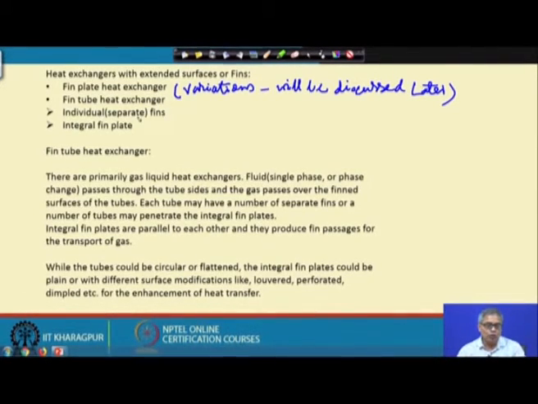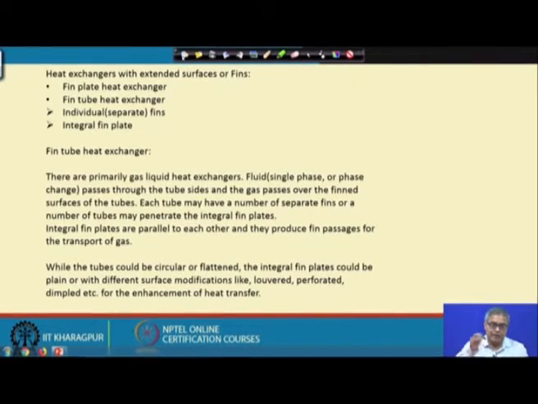and what we can do, we can classify them into two very important categories: tubes will have separate fins, individual fins, and tubes will have integral fin plates. So, we will see how they are designed. Then the fin tube heat exchanger is what we will concentrate on. Later on, separately, the plate fin heat exchanger, which is again a very important family of heat exchangers, we will take care of.